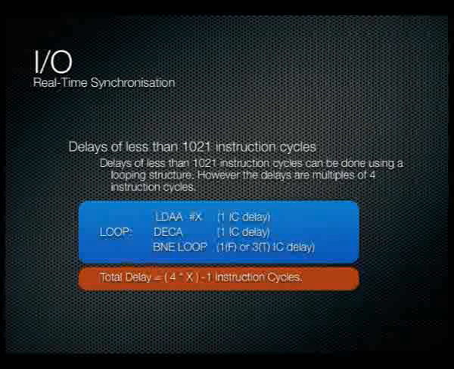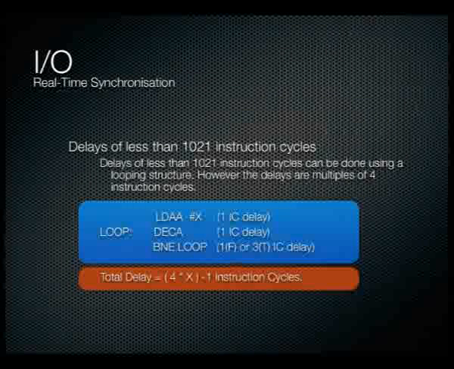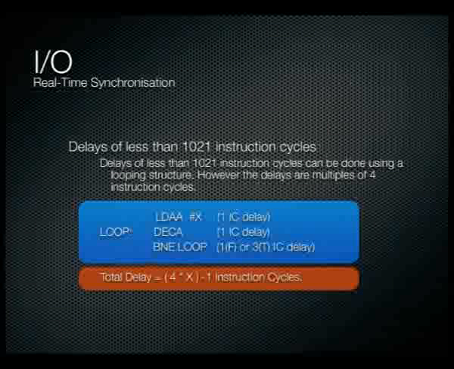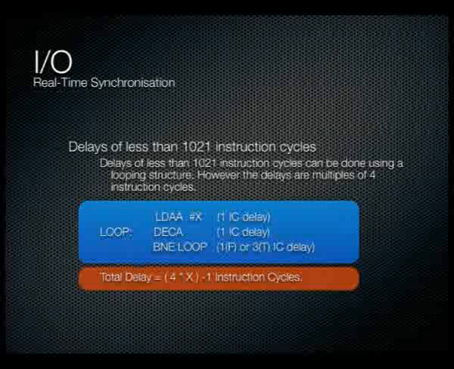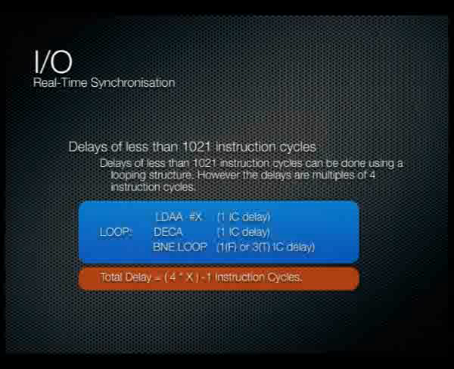Okay, if we've got slightly larger delays, so we need delays of less than 1021 instruction cycles, then we can start using slightly bigger structures. Now we can start using a for loop, so to speak, to do a delay for us. I've given you here a chunk of code that does a for loop. We simply load accumulator X with a value, and then we simply dec A and branch if not equal back to loop. One thing to keep in mind here is I've noted down how long each one of those instructions takes in instruction cycles.